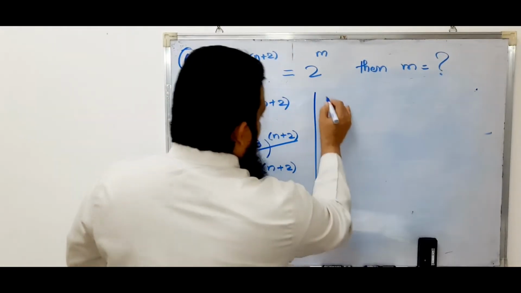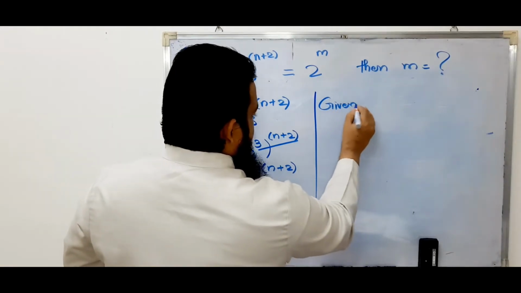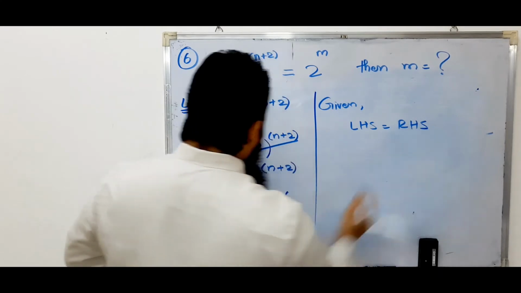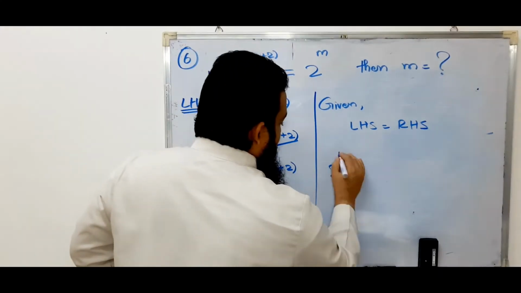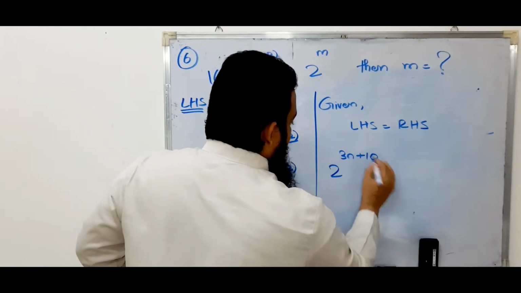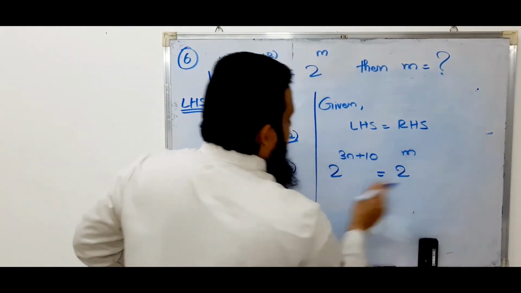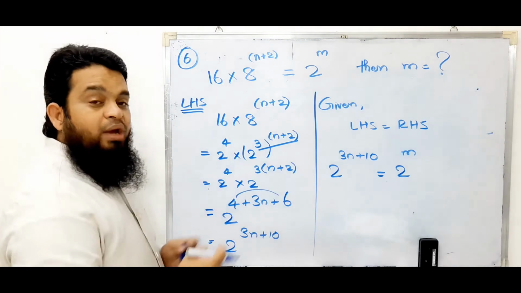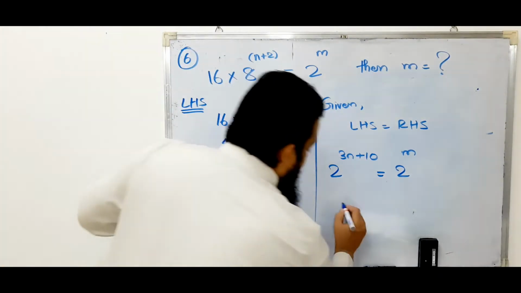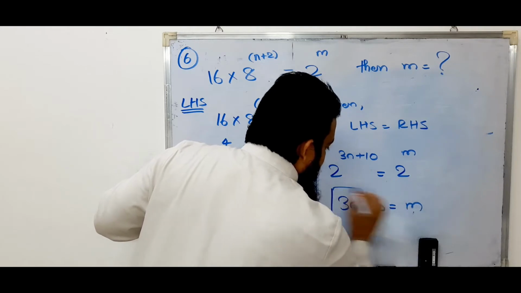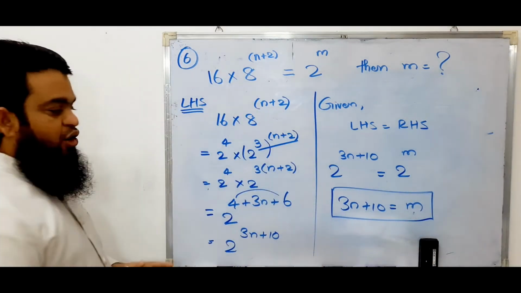Now it is given that LHS equals RHS. So what is LHS? 2 to the power of 3n plus 10 equals, what is RHS? 2 to the power of m. Since bases are equal, we can equate the powers. So 3n plus 10 equals m. So we have found the value of m.